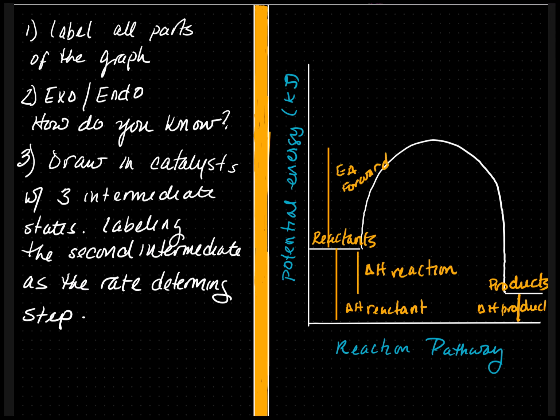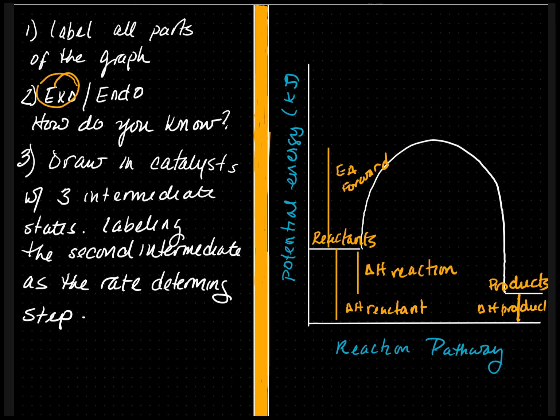So if I'm going in the forward direction, I know this is going to be an exothermic reaction because my products are lower than my reactant. You can also double check by putting numbers in. The products have a lower enthalpy than the reactants. Delta H reaction is products minus reactants, so it will come out negative.